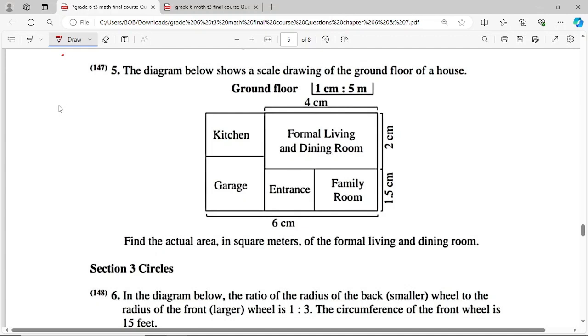Okay, question number 5. Now he is saying the diagram below shows a scale drawing of the ground floor of the house. And here it's mentioning this is the drawing scale, 1 to 5, 1 centimeter to 5 meters. And I have this diagram. Now he's saying find the actual area, the actual area in square meters. Here it's centimeters, here it's in meters. Of the formal living and dining room. Where is the formal living and dining room? This is the formal living and dining room. So if you can see, it's a rectangle.